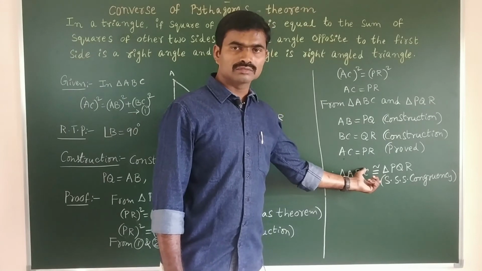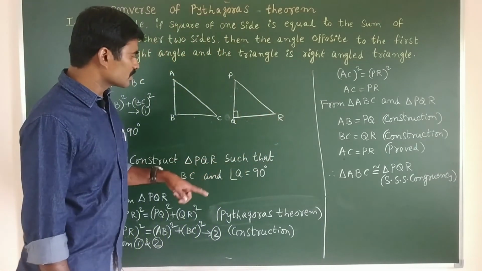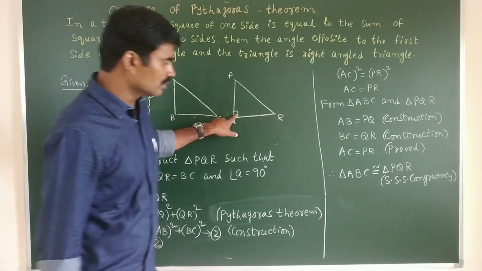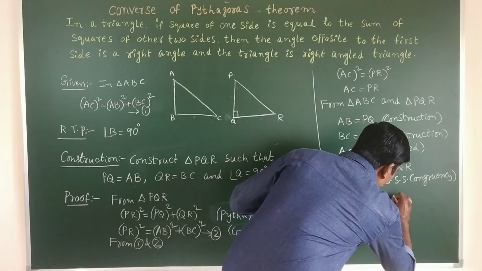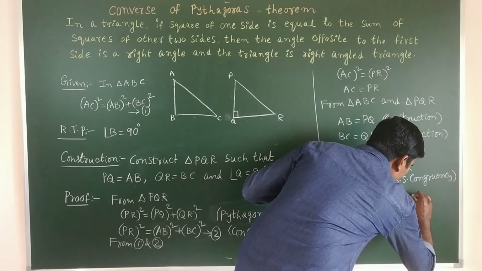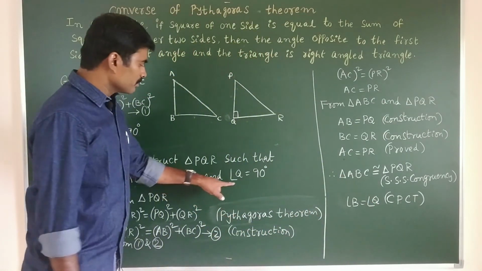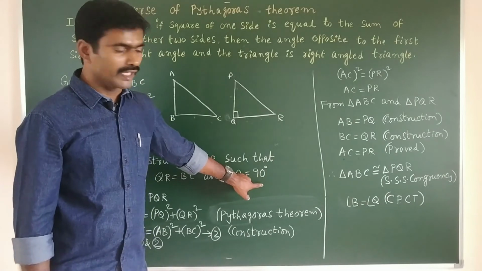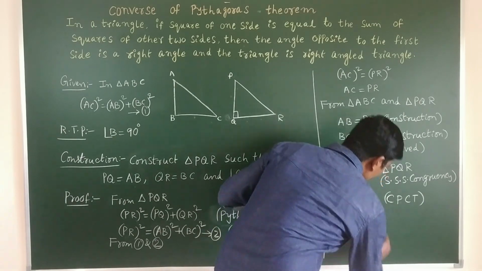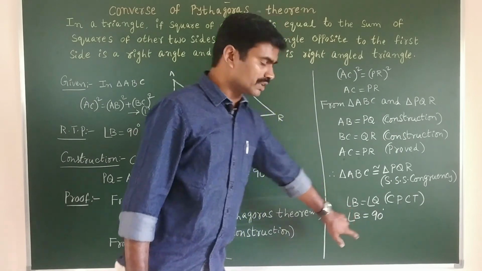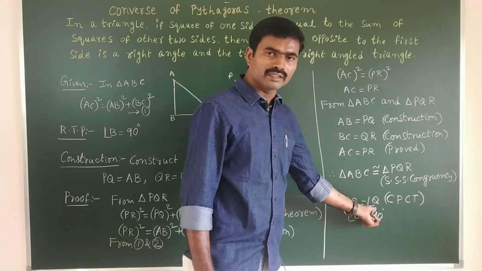If two triangles are congruent, then the corresponding sides are equal and the corresponding angles are also equal. So the corresponding angle of angle B is angle Q. Angle B is equal to angle Q, corresponding parts of congruent triangles, CPCT. We got from the construction that angle Q is equal to 90 degrees. So in the place of angle Q, substitute 90 degrees. We have to prove angle B is equal to 90, so we got angle B is equal to 90 degrees. Hence proved.